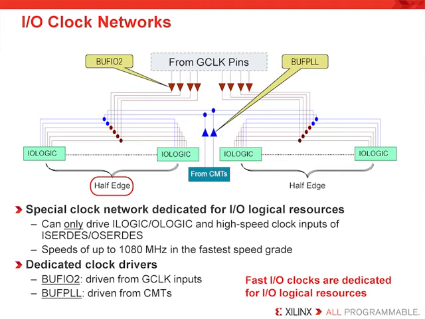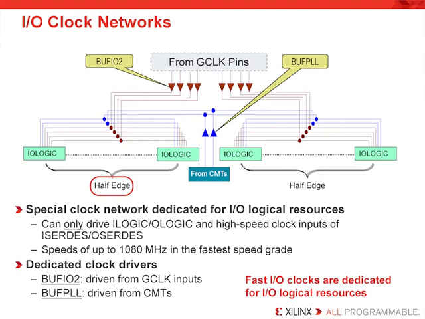I/O clocks can come from global clock pins via the BUFIO primitive, or they can come from the clock management tile, that is the CMTs, via the BUFPLL primitive. Now there are 4 I/O clock networks driven by the BUFIO2 drivers in every half edge. That is a total of 8 groups of 4, or 32 for the whole device. There are also 2 high-speed I/O clock networks driven by the BUFPLL drivers on every edge, for a total of 4 groups of 2, or 8 for the whole device.